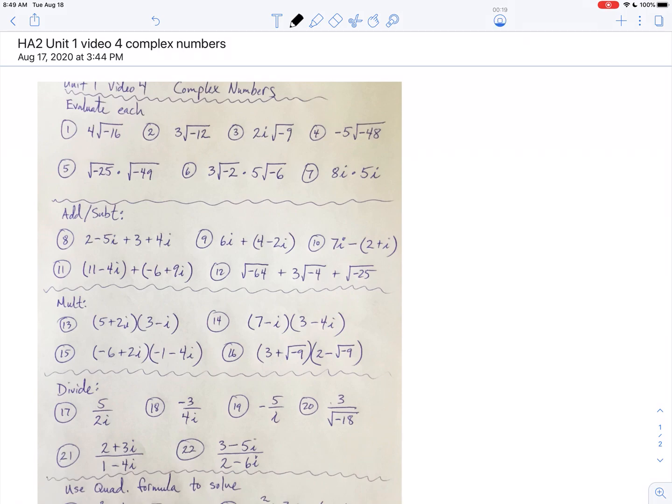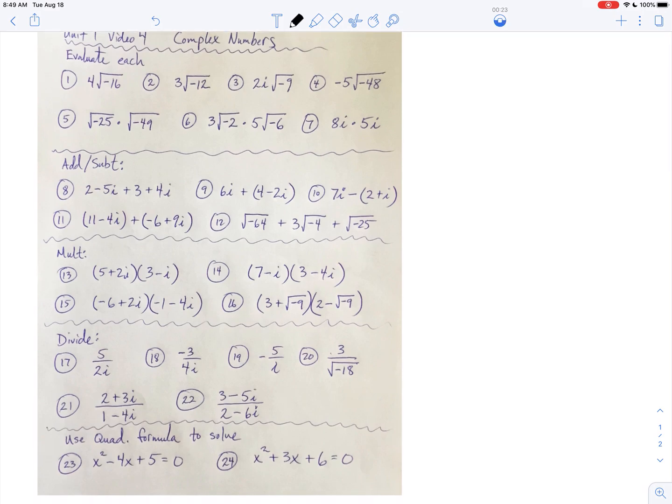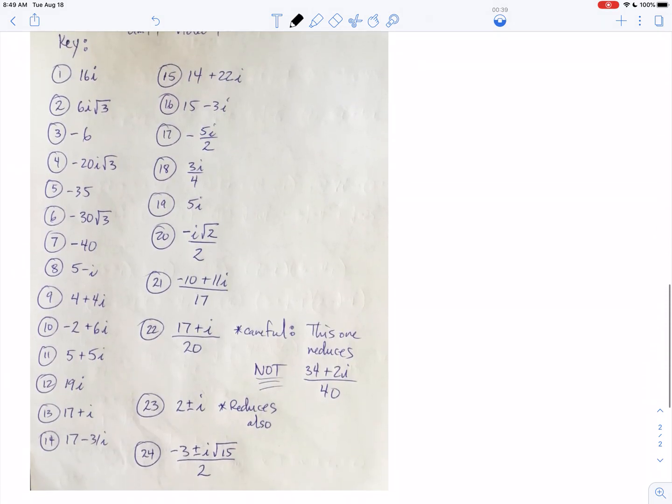Let's scroll. There we go. 24 questions that I'd like you to work through. And then there's an answer key, of course. But down at the bottom it says, use quadratic formula to solve. That's basically where we're headed. So it's at the very bottom. But here you go. Here's the answer key for all this stuff.